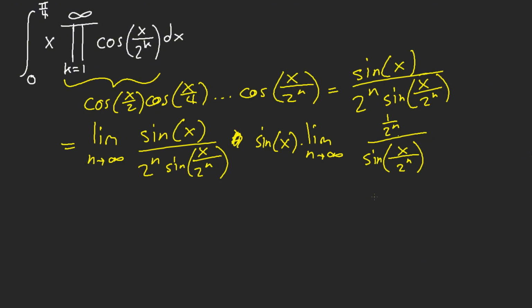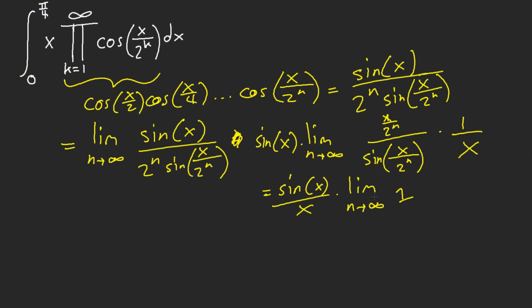In order for this to converge, I need this to have an x. So I need an x here, but because I borrow an x, I need to do 1 divided by x. Okay, this is now equal to sine of x over x, and this limit here is equal to 1.